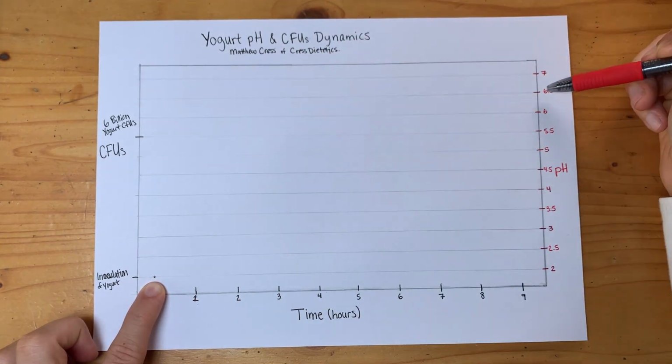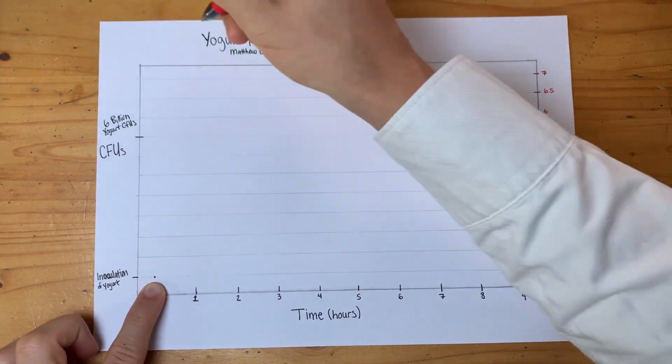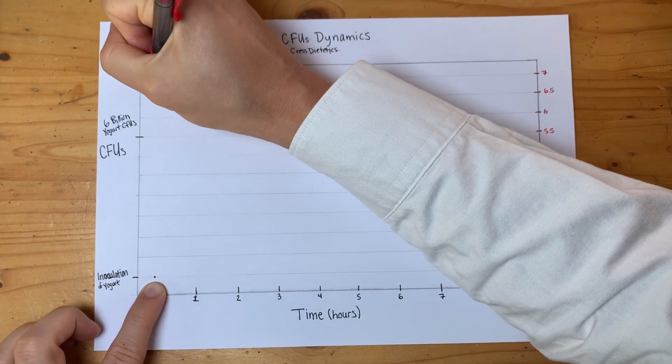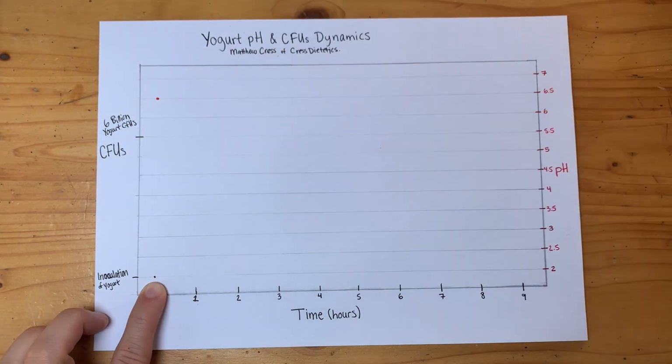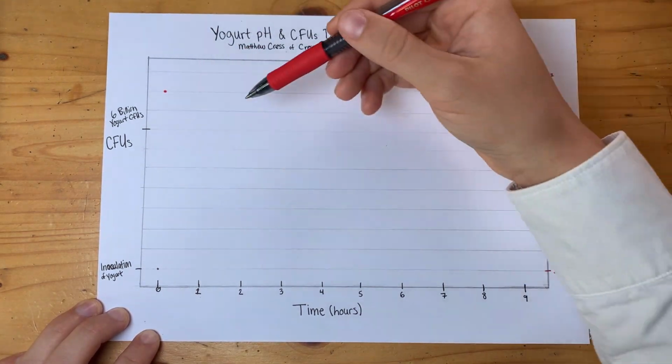Where is the pH of my heated and cooled milk? So heated and cooled milk is going to be at about a 6.5 in pH, so we're going to be at about right here. So what can I expect my pH to do in my yogurt over time?